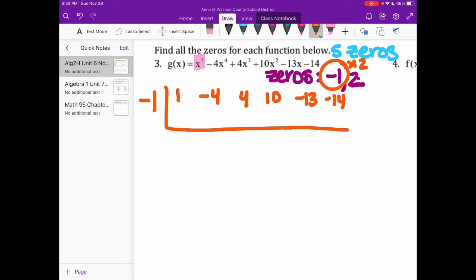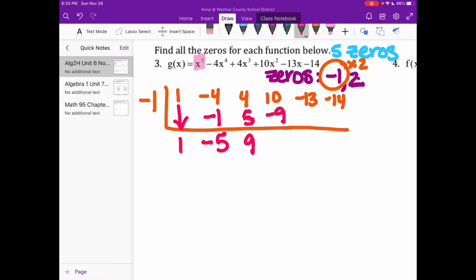I'll write the times 2 right there. Perfect. Okay, synthetic division. So I'm going to bring down my 1. 1 times -1 is -1. Add down, -4 and -1 is -5. -5 times -1 is +5. Add again, 4 plus 5 is 9.